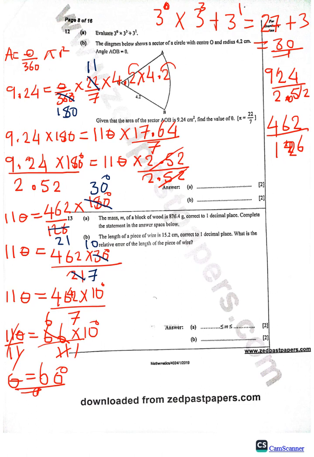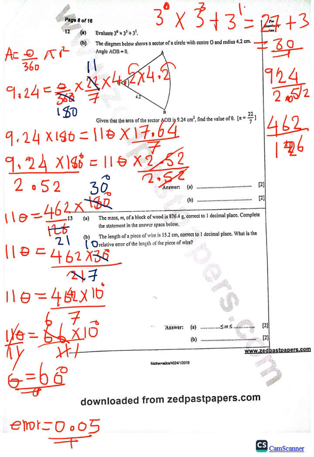So for a problem like this one, if you have decimals, the best way is you just keep on reducing until you find the final answer. Now let's look at the last question, 13. The mass M of a block of wood is 876.4 grams, correct to 1 decimal place. Complete the statement in the answer space below. If you are given correct to 1 decimal place, the error is 0.05. So for a statement like this, we need to find the upper bound and the lower bound.